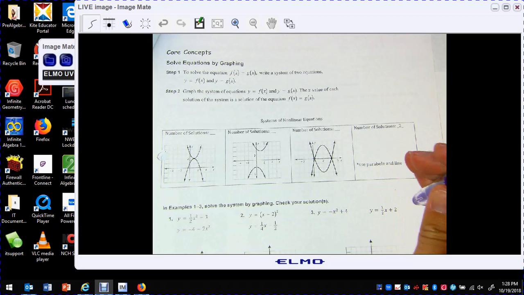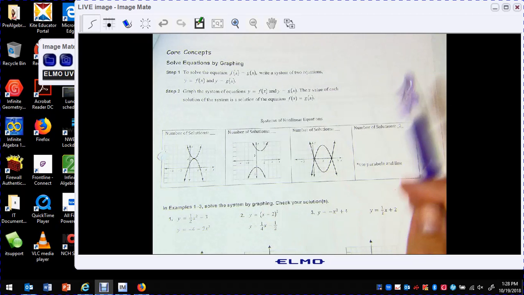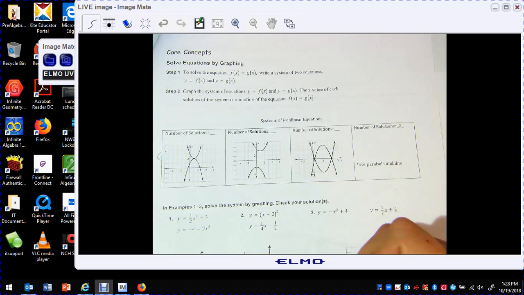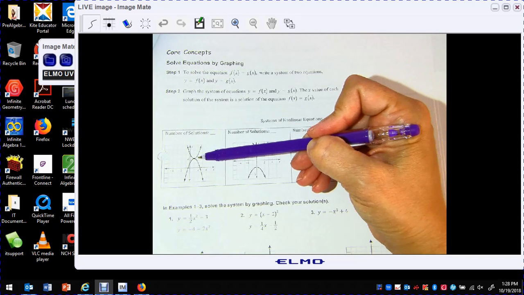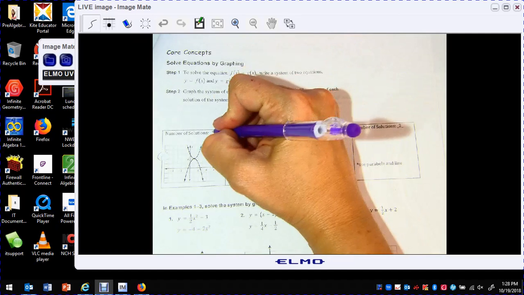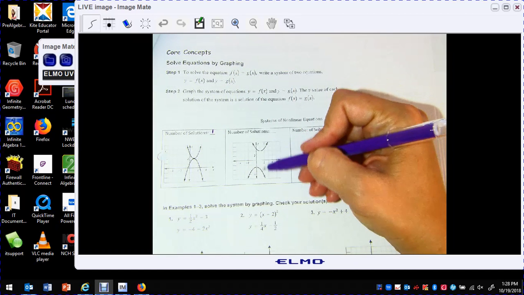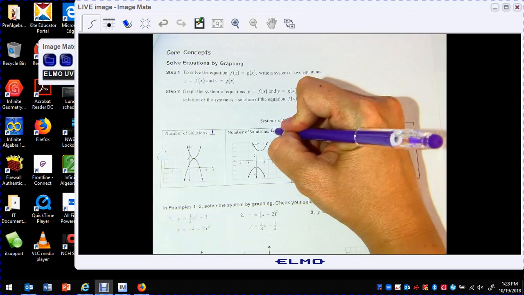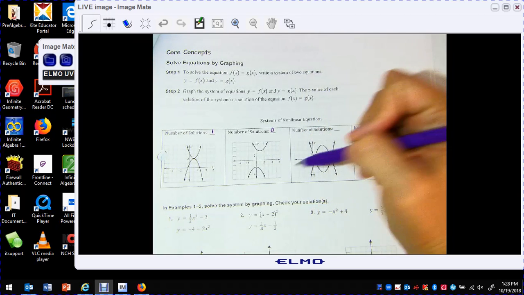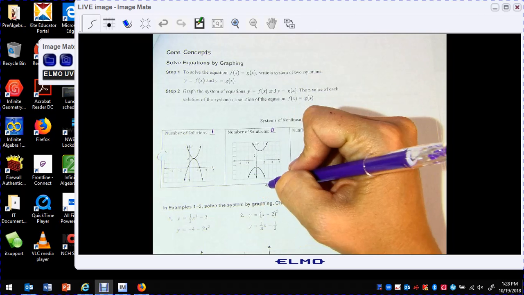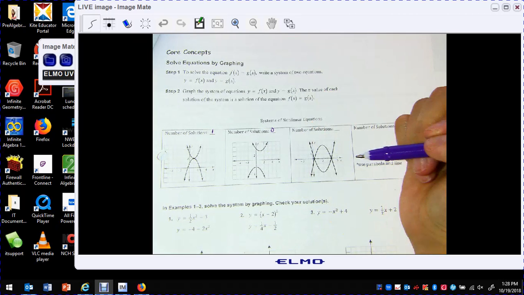It's the point that if I plug into the original equations, it will work for both. It'll make them both true. So if they only intersect in one spot, there's only one solution. If they don't intersect at all, there is no solution. There's no point that I can plug in that would make the equation of this true and the equation of that true.